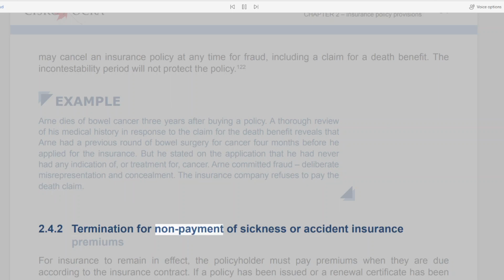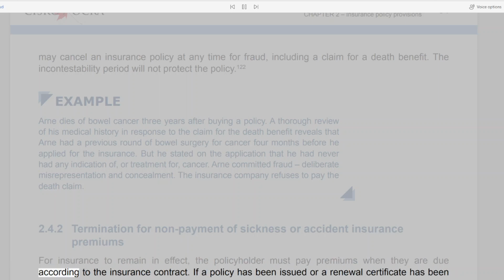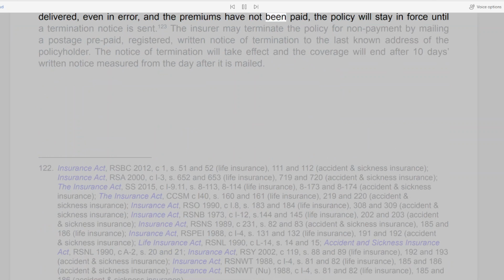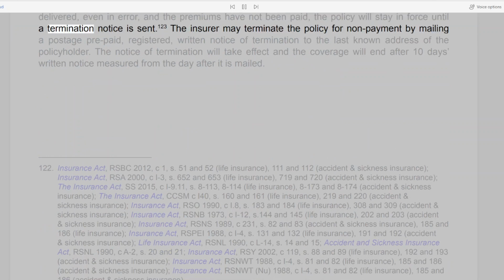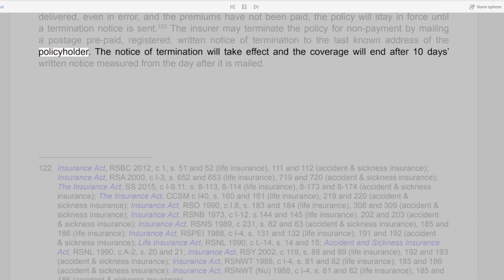2.4.2 Termination for non-payment of sickness or accident insurance premiums. For insurance to remain in effect, the policyholder must pay premiums when they are due according to the insurance contract. If a policy has been issued or a renewal certificate has been delivered, even in error, and the premiums have not been paid, the policy will stay in force until a termination notice is sent. The insurer may terminate the policy for non-payment by mailing a postage prepaid, registered, written notice of termination to the last known address of the policyholder. The notice of termination will take effect, and the coverage will end after 10 days, measured from the day after it is mailed.